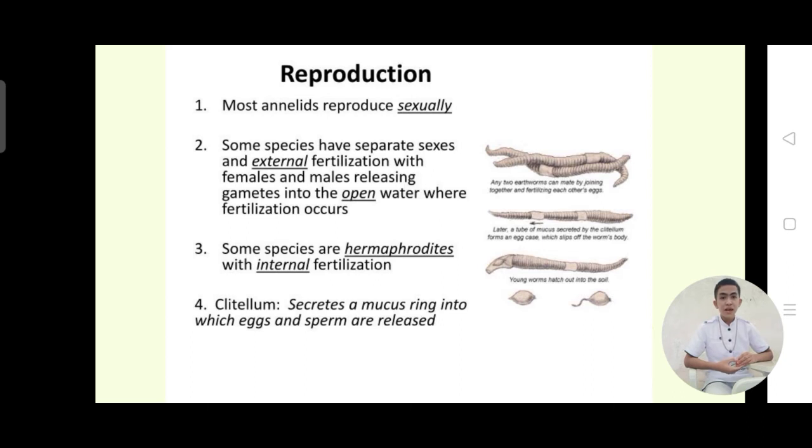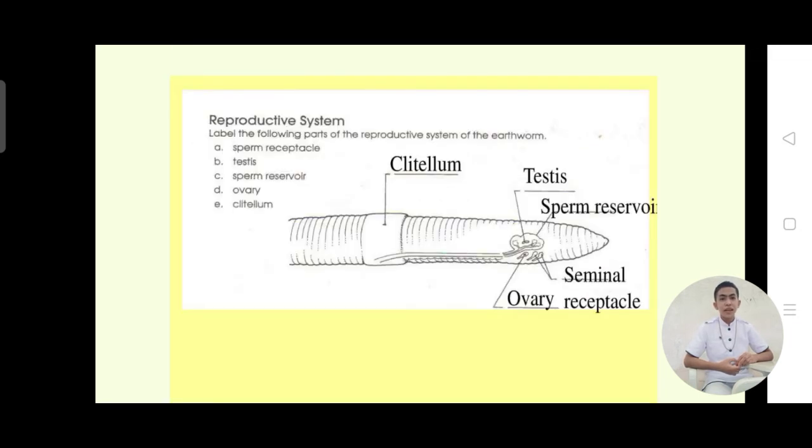Okay, reproduction. Most annelids reproduce sexually. Some species have separate sexes and external fertilization, with females and males releasing gametes into the open water where fertilization occurs. Some species are hermaphrodites with internal fertilization. For example, the clitellum secretes a mucous ring into which eggs and sperm are released. These are the reproductive system of the earthworms. As you can see in the picture: clitellum, testes, sperm reservoir, seminal receptacle, and the ovary.